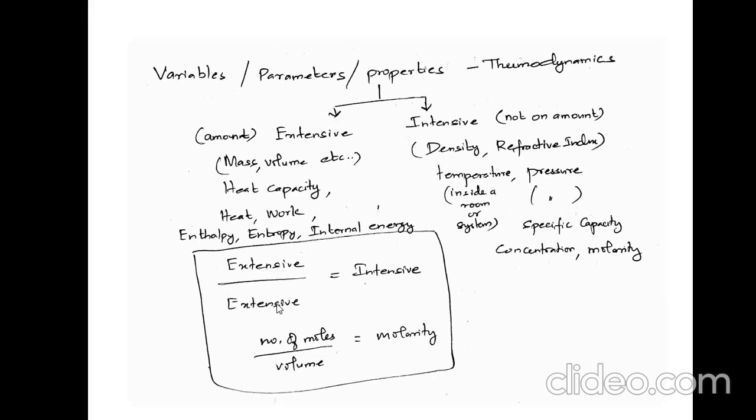When you take two extensive properties, extensive by extensive property will give you an intensive property. For example, the extensive property number of moles depends upon the mass, and again volume depends upon the mass. Number of moles by volume is nothing but your molarity. So molarity is an intensive property. It will not depend upon the amount.